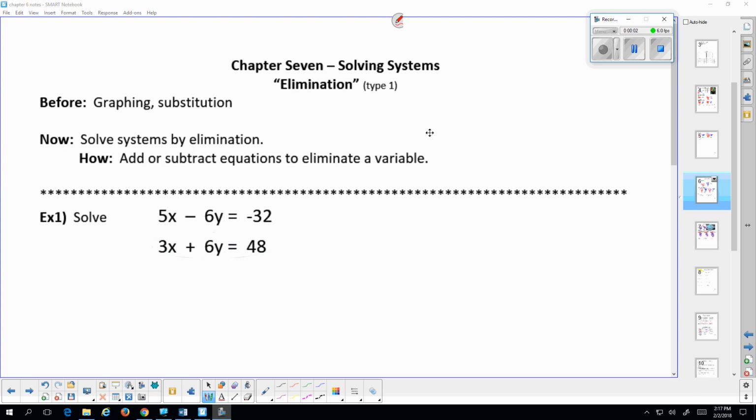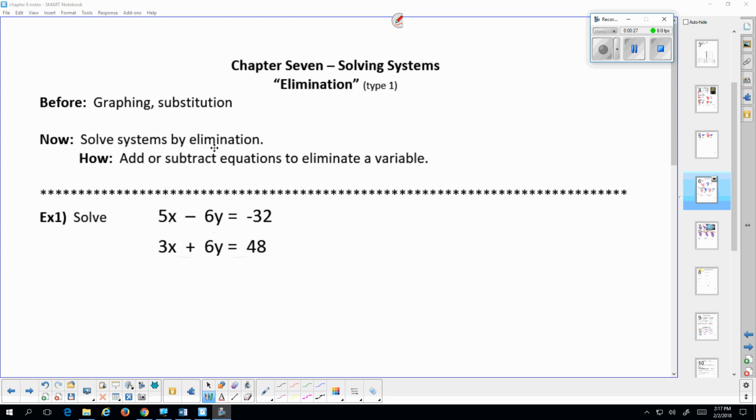Solving systems using elimination. Before, when you were doing systems, we did graphing, where you just graph the two systems and see where they cross. Then we did substitution, where you were substituting in either x or y to figure out the missing variable. Now we're going to solve using something called elimination. How you do this is you just add or subtract the equations to eliminate a variable.